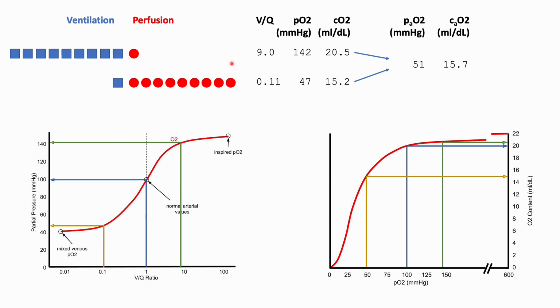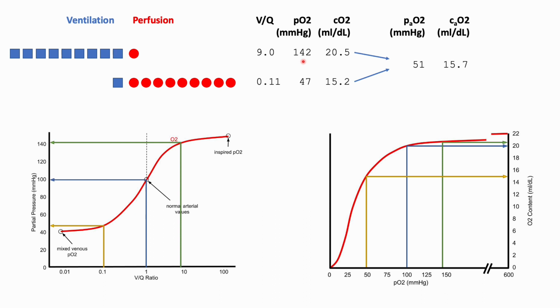Explaining hypoxemia due to VQ mismatch is all about explaining why the high VQ units and the low VQ units don't balance each other out. Because to the uninitiated, you might think that they should. If we just look at the PO2, we would say, okay, with the low VQ unit, sure, the PO2 has been reduced, but hey, we've got this high VQ unit that has a significantly increased PO2 as well.